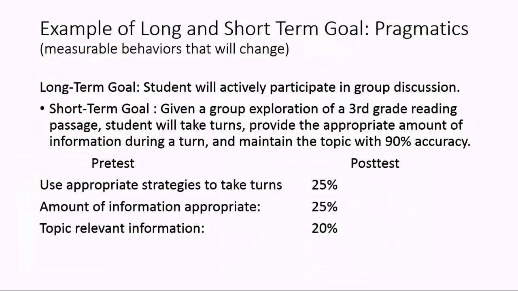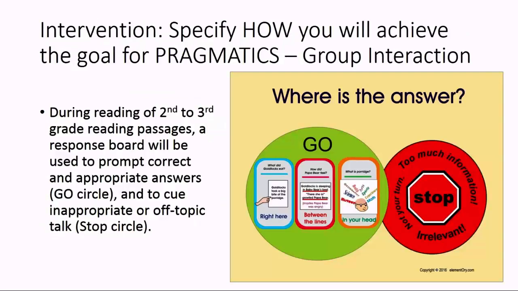Here's another pragmatic goal. Student will actively participate in a group discussion. So the short-term goal: given a group exploration of a third grade reading passage, student will take turns, provide the appropriate amount of information during a turn, and maintain the topic with 90% accuracy. So you want them to be able to communicate effectively and appropriately within a group. So this is an example. During second to third grade reading passage, a response board will be used to prompt correct and appropriate answers, the go circle, and to cue inappropriate or off-topic kinds of things, stop circle, with 90% accuracy.